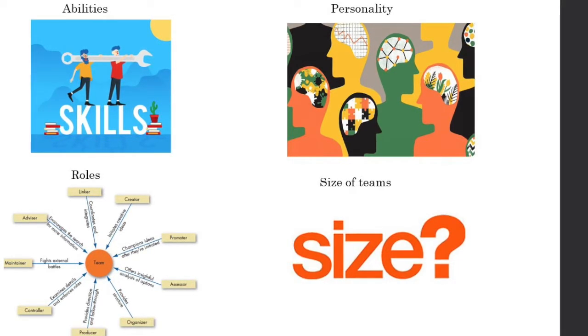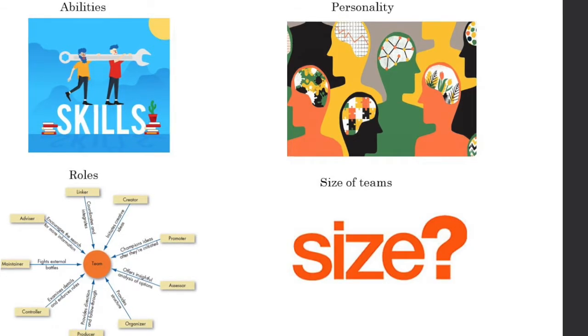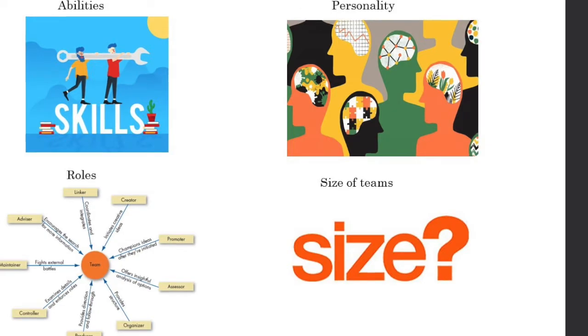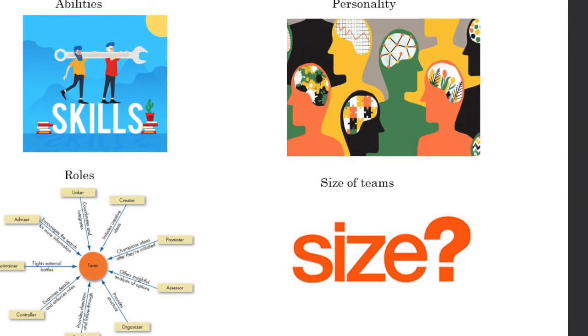Secondly, is personality. Once again, we see how the personality is important for the group work. Teams with high levels of consciousness and openness usually perform better.